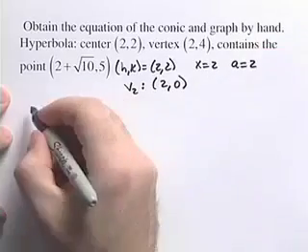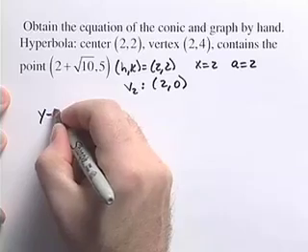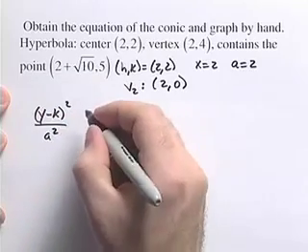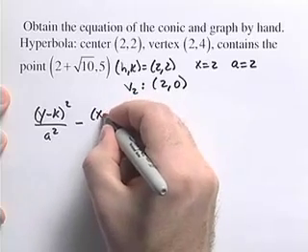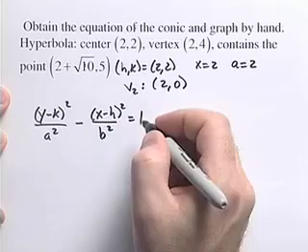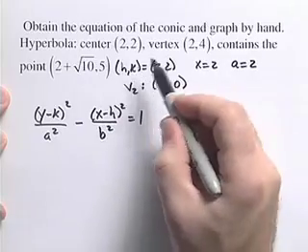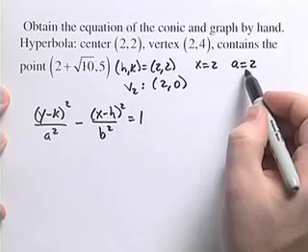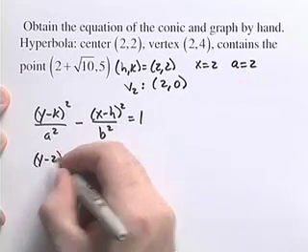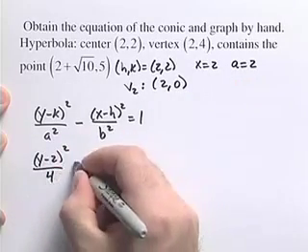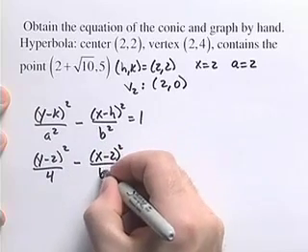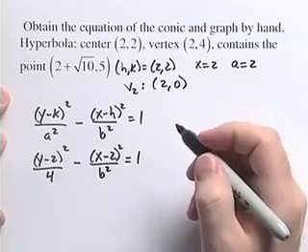The form of our equation then is going to be (y minus k) squared over a squared minus (x minus h) squared over b squared is equal to 1. We know that h is 2, k is 2, and that a is equal to 2. So that gives us the form (y minus 2) squared over 4 minus (x minus 2) squared over b squared is equal to 1.